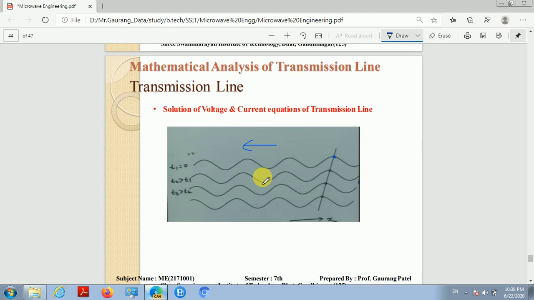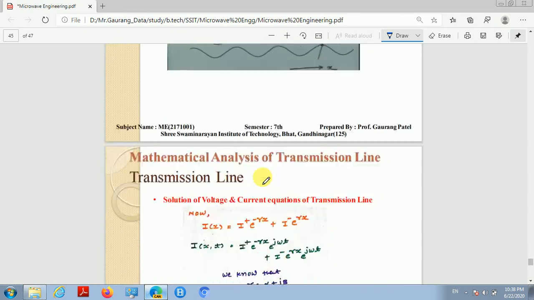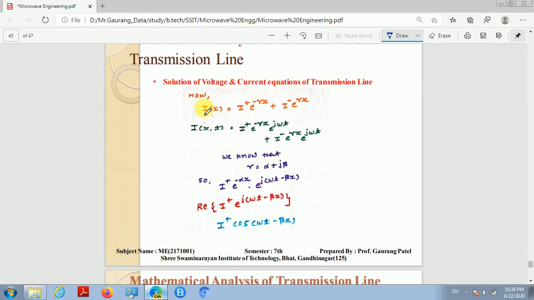Samajh mein aa gaya? Similarly, if I solve for the current, so current is equal to I of x is equal to I plus e raised to minus gamma x plus I minus e raised to gamma x. So if I introduce the time varying component, that is e raised to j omega t, the current will be a function of time. I x of t is equal to I plus e raised to minus gamma x e raised to j omega t plus I minus e raised to gamma x e raised to j omega t. Again gamma is equal to alpha plus j beta. Do the same process as we did for the voltage.